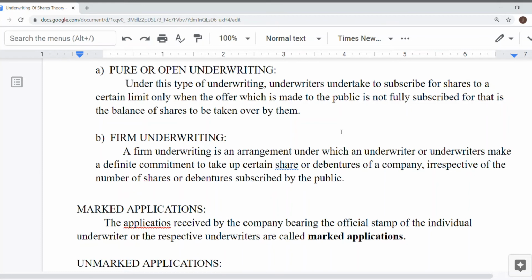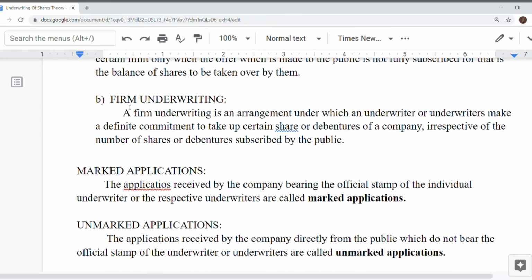So what is pure underwriting? See, for example, this public company is issuing 50,000 shares, and the public is subscribing for 35,000 shares. Then the balance of 15,000 shares will be subscribed by the underwriters. So after the subscription of the public, whatever is left out will be subscribed by the underwriters.